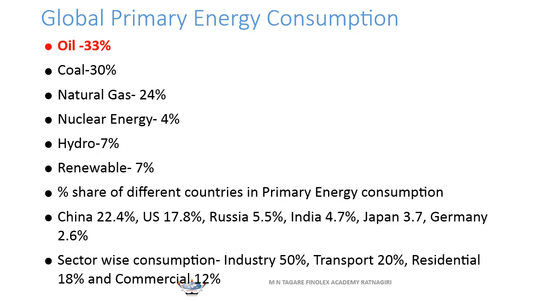Now if we see the sector-wise energy consumption, how this primary energy is being used by various sectors across the world. So industry uses almost 50% of the primary energy consumption. So oil, gas, natural gas and coal, all these primary energy sources, 50% of the energy is used by industry. Then the transport sector, where mostly natural gas is used on a larger scale, but its contribution is 20%. Then residential, it is 18%, and for the commercial sector only 12% is being used. So this is the sector-wise primary energy consumption in the world.